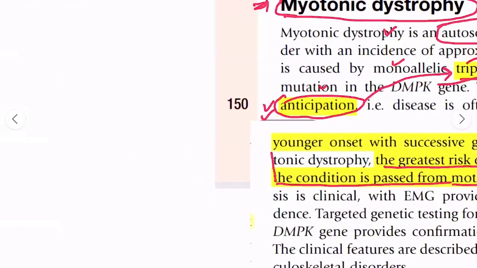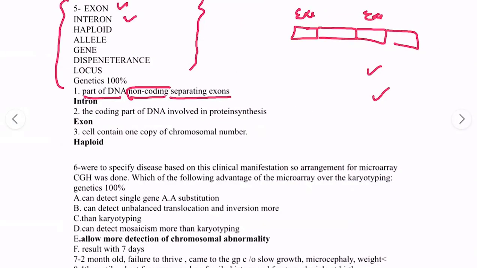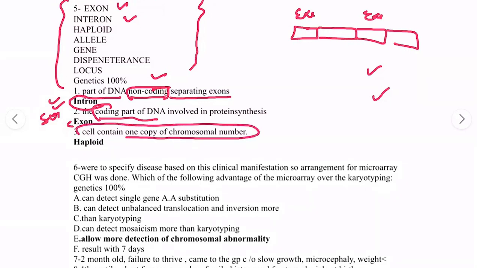Okay, so the next one. The part of the DNA has a coding part and a non-coding part. The coding part is known as exon and the non-coding part is known as intron, right? This is written in your SOP book. Cell contains one copy of the chromosomal number. Is this the correct answer? Yes. When one copy of the chromosome is present, that is known as haploid. When two copies of the chromosome are present, they are known as diploid.